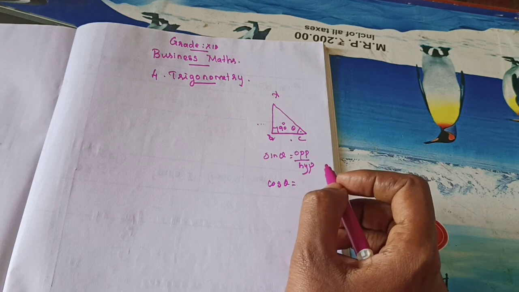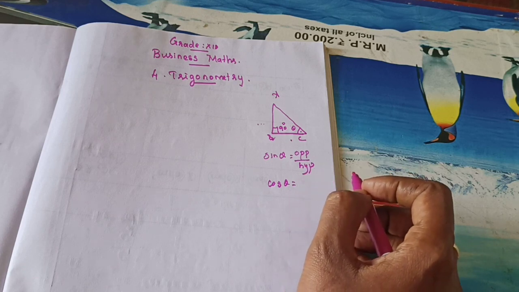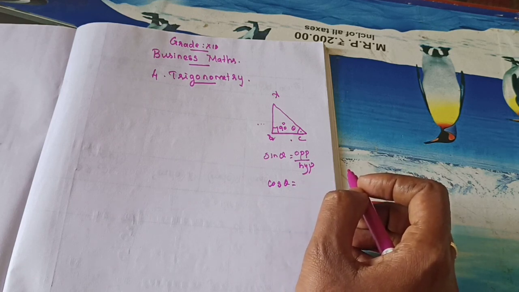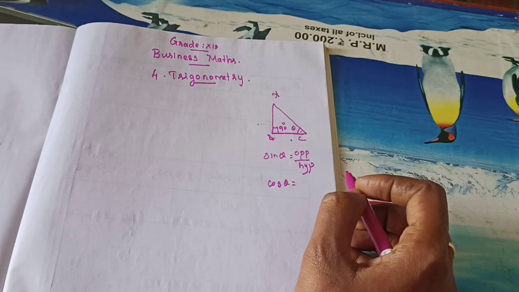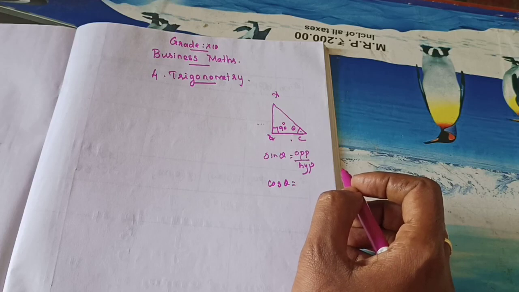First of all, what are the six trigonometric ratios? What are the six trigonometric ratios? These are things you need not take into your notes. I will explain whatever you need to take into your notes. These are all basic things. We will just go through that.